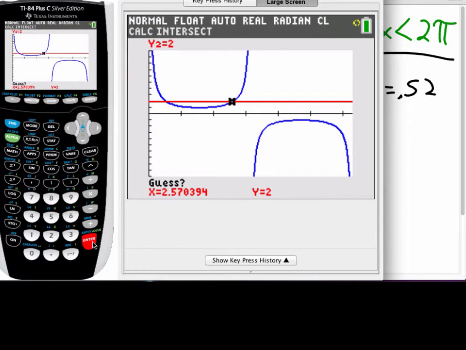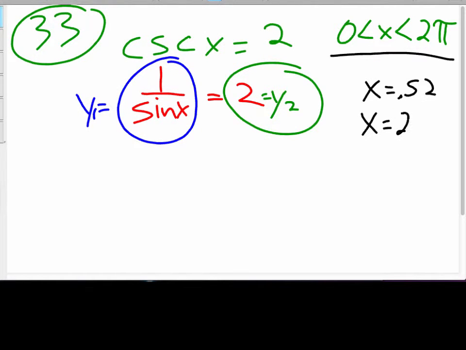Enter, enter, enter. And then 2.617. So over here we're going to say 2.617, and that'll probably be like pi over 6 times 5 or something. So now here's what I want to do. Remembering that sine is equal to the opposite over the hypotenuse.